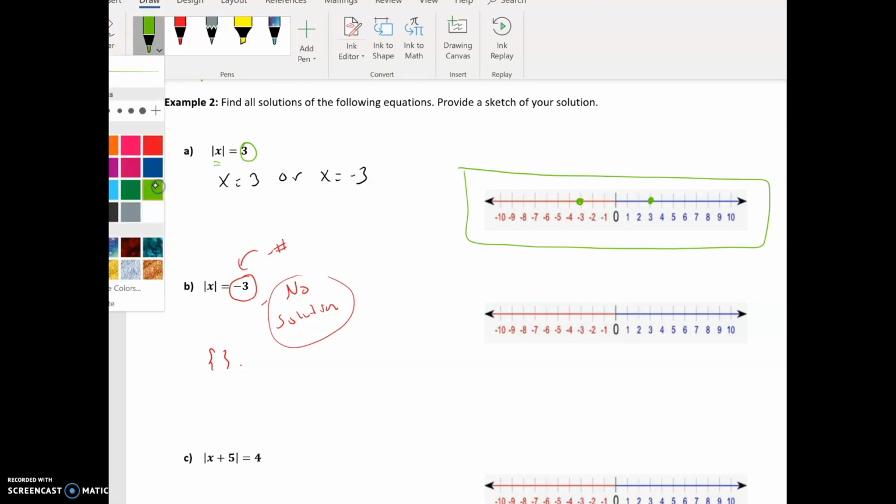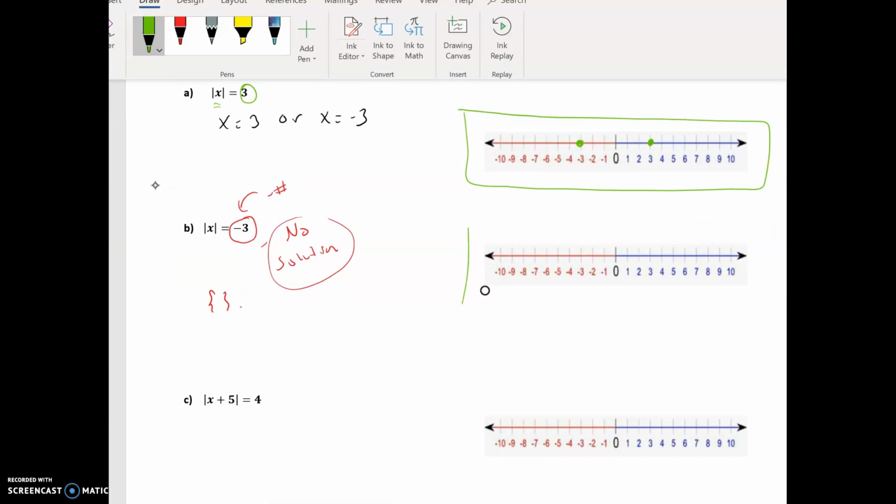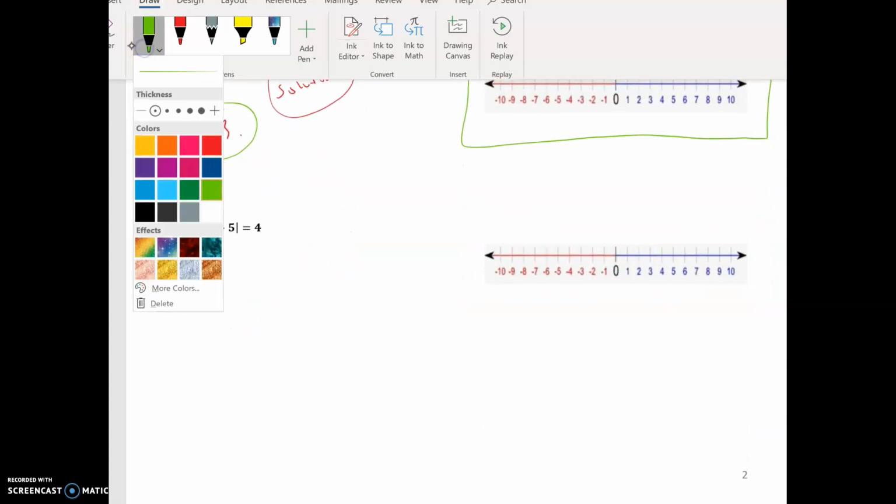Now, if the instructions say to box your final answer, in this case, this is going to be your final answer. So you still come up with the number line, but there are no actual dots on the line. It has to be clear that we're talking about an absolute value equation in this case. Let's go to the next one.